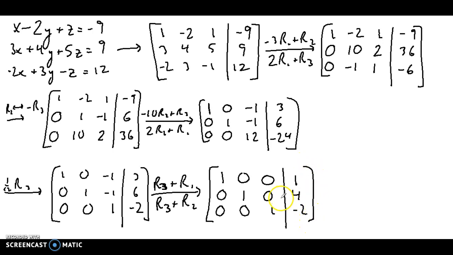Nice thing is this has now given me 3 equations. This top one really says x equals 1. Well, really, x plus 0y plus 0z equals 1. This next one, 0x plus y plus 0z equals 4. And then finally, 0x plus 0y plus z equals negative 2. And now, since we want an ordered triple, we just turn that into an ordered triple. And there's our solution.